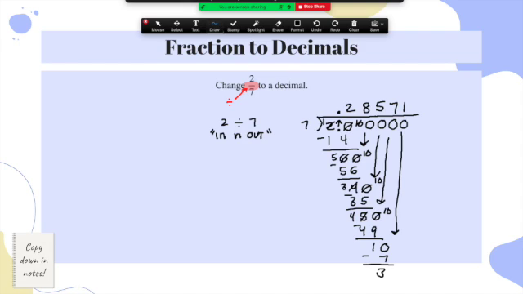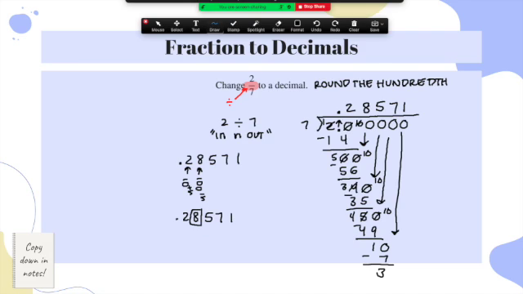And so let's say that we're being asked here to round to the hundredths. If that's the case, then I'm going to take my 0.28571. I'm going to look for the hundredths place. This is the tenths. This is the hundredths. And so from our 8, I'm going to box the 8 and then look to the right.